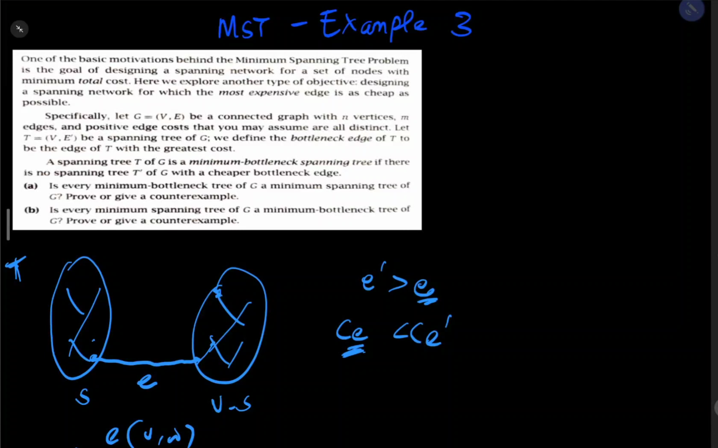I hope this is clear. Your takeaway from this video should be that the criteria for defining minimum bottleneck tree and minimum spanning tree is not the same. One concentrates on minimizing the most expensive edge. The other one concentrates on minimizing the overall edges.